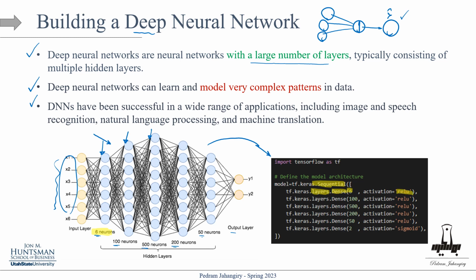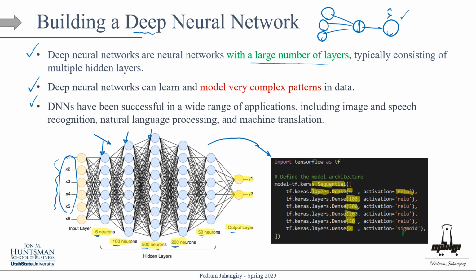Then on top of this, we're going to simply keep adding more layers, right? This layer with 100 neurons, this layer with 500 neurons, this layer with 200 neurons, this last hidden layer with 50 neurons, and the very last output layer with 2 neurons, right? As you can see, here we have 2 outputs, so we can think of it as multi-class classification. And the reason I'm saying that is because I'm looking at the activation function.